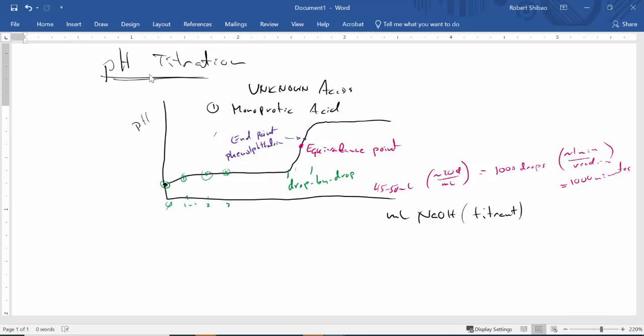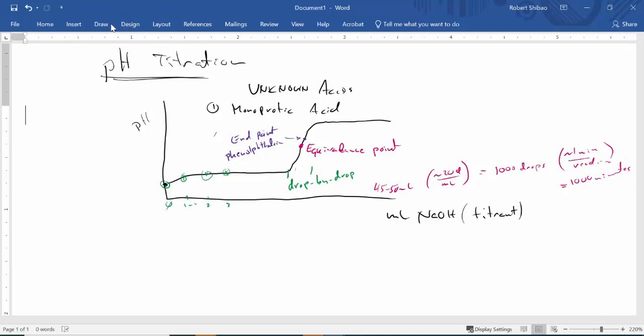Because I told you it's very steep. It's steeper than what I have drawn here. So it only takes about 3 or 4 drops to traverse this entire rise. And if we miss it, then we're missing a crucial piece of data: the titration curve at the equivalence point.